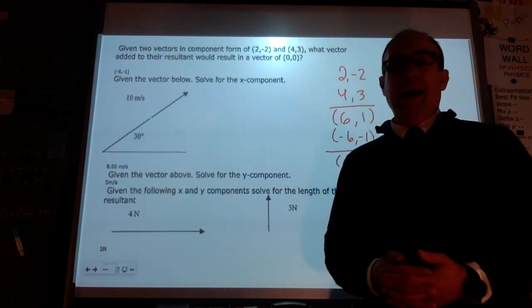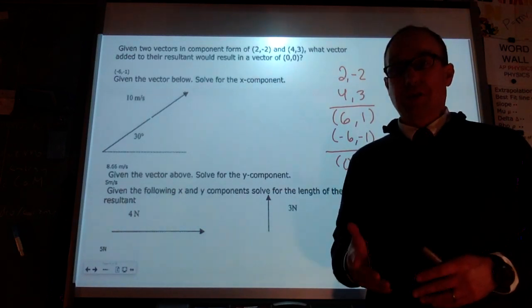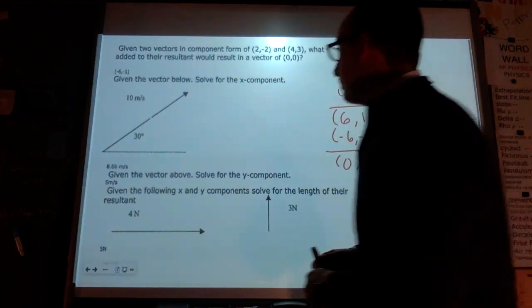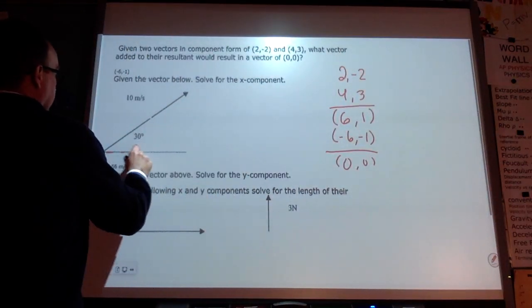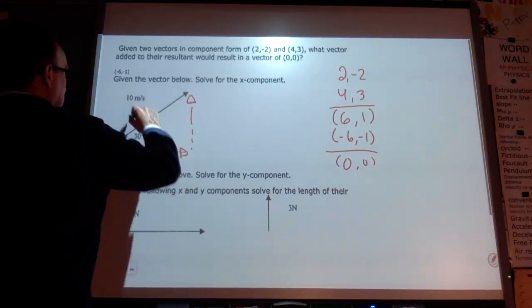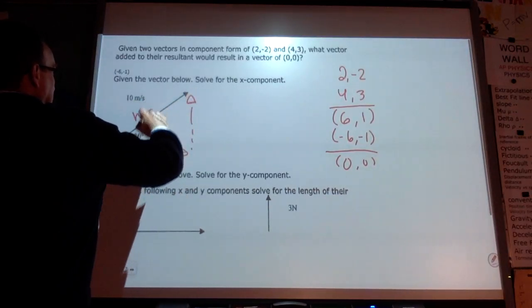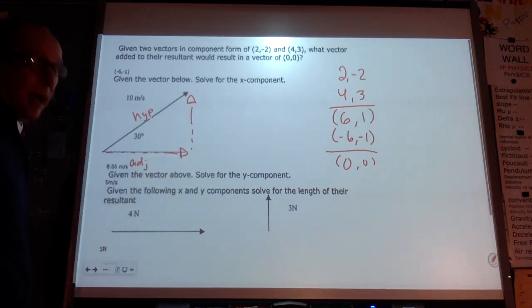Given a vector at an angle, we can find out what its individual components are using trig functions. So if I want to get the x component, that's going to be this side of the triangle. This would be my hypotenuse, that's 10. I'm looking for my adjacent side.